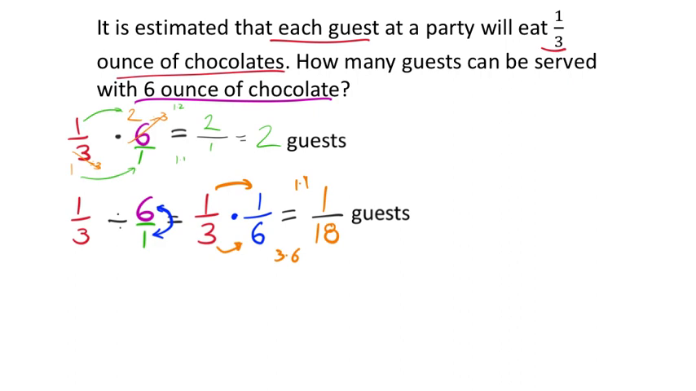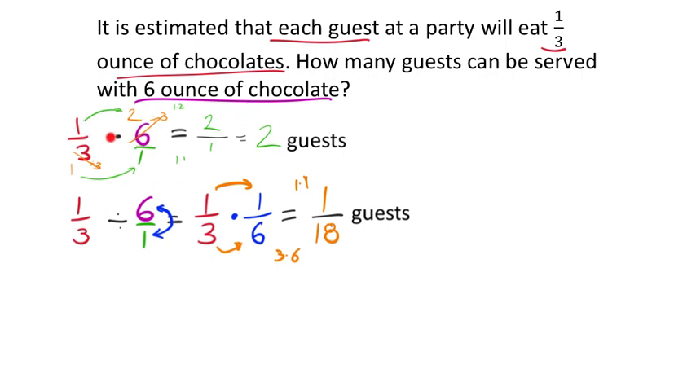Does this one make any more sense? It should make less sense than the 2 guests because you can't have a fraction of a guest that you're going to give the chocolate to. So this one, garbage, okay? Well, what does that mean? I already told you pretty much that this one is incorrect. Now we're saying this one's incorrect.